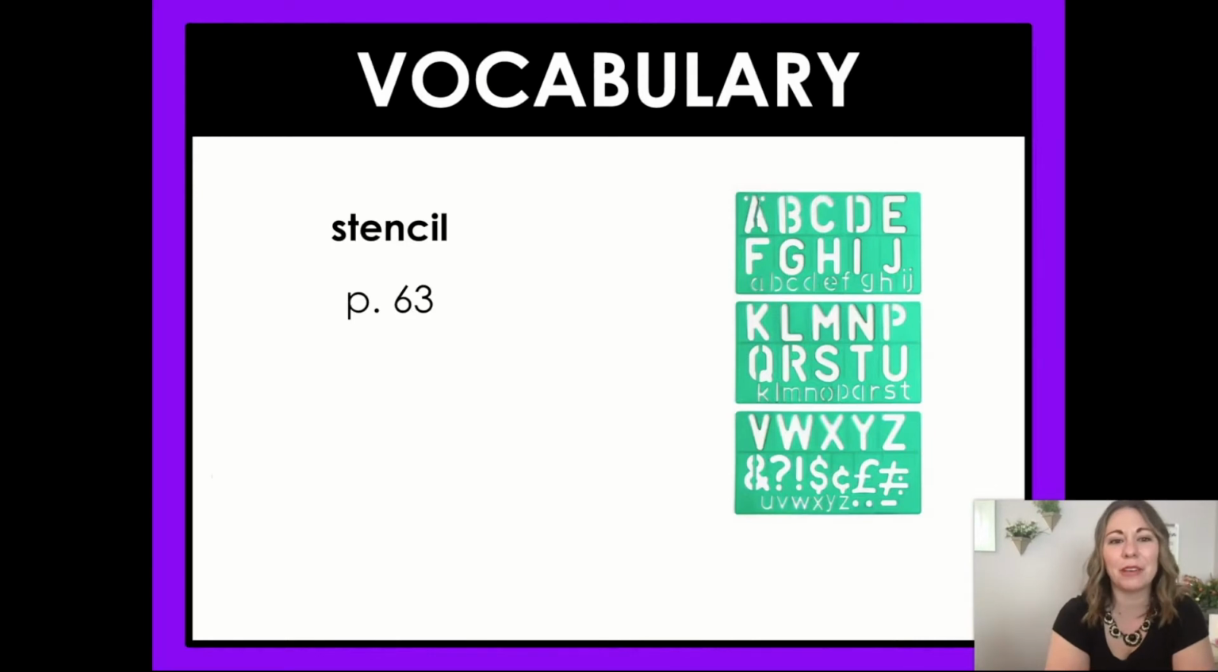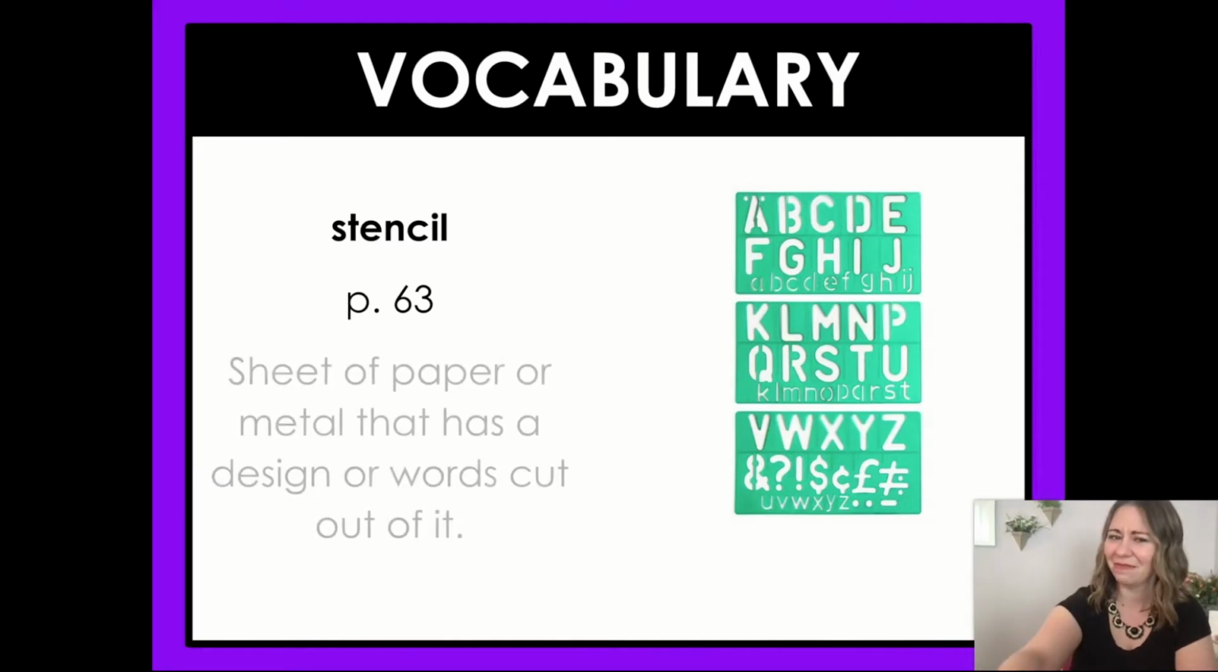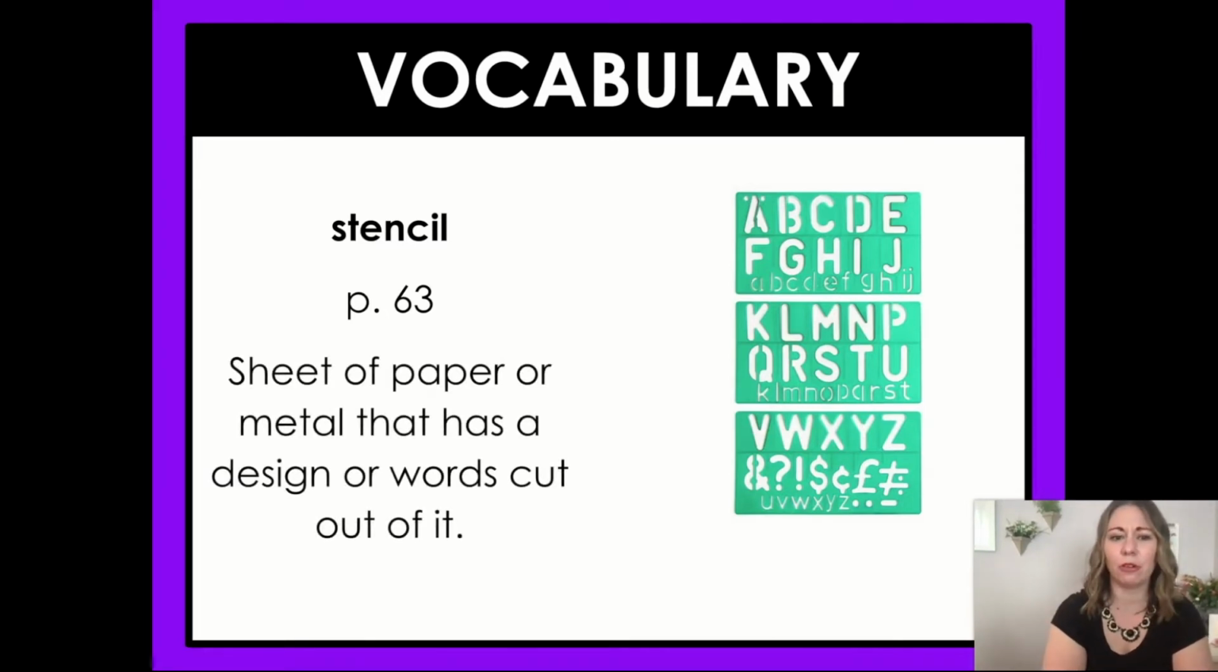For vocabulary, we do have a few words. The first one you might be familiar with, especially from art, and that word is stencil. And we're going to see the word stencil on page 63. What do you think the word stencil means? Did you got it? Of course, a sheet of paper or metal that has a design or words cut out of it. Yeah, that's a stencil. Easy.